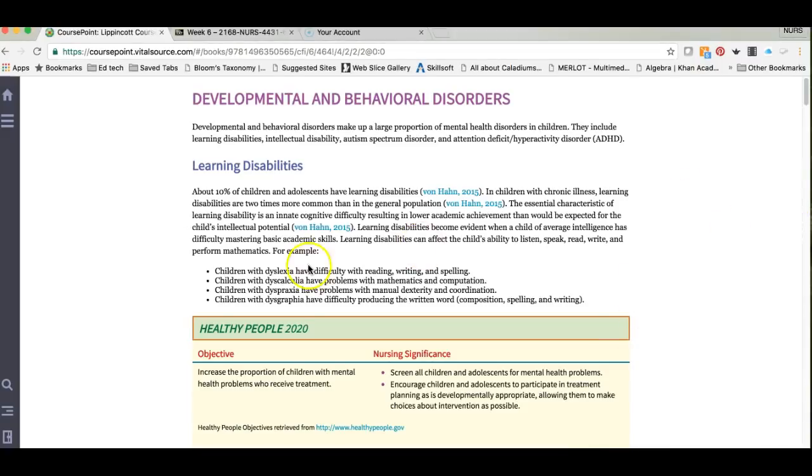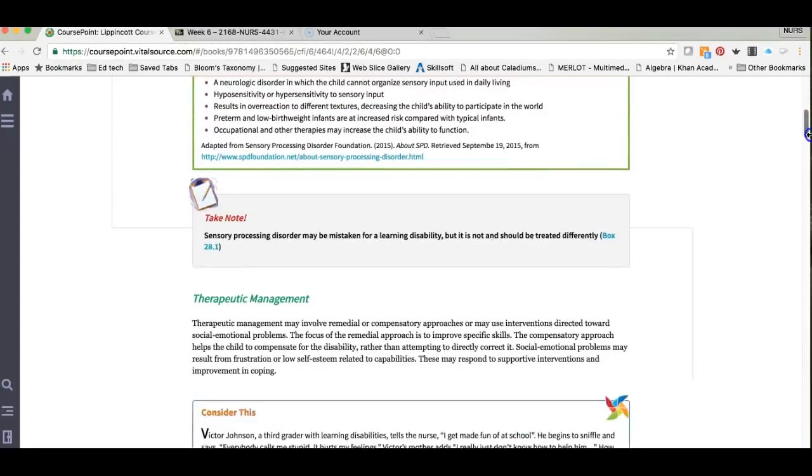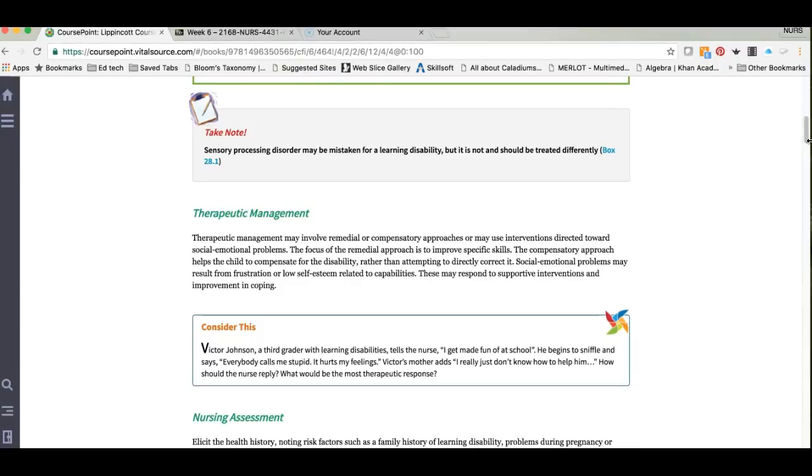All right, some learning disabilities, and we talked about these four. It would be important to know those four. Okay. So how do we manage them? They're very different in how you manage them. Therapy, one-on-one coaching, things like that for learning disabilities.